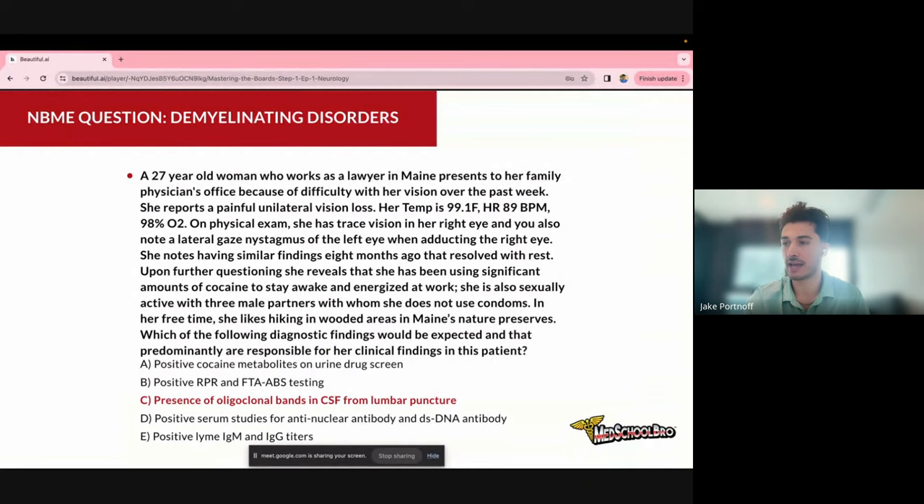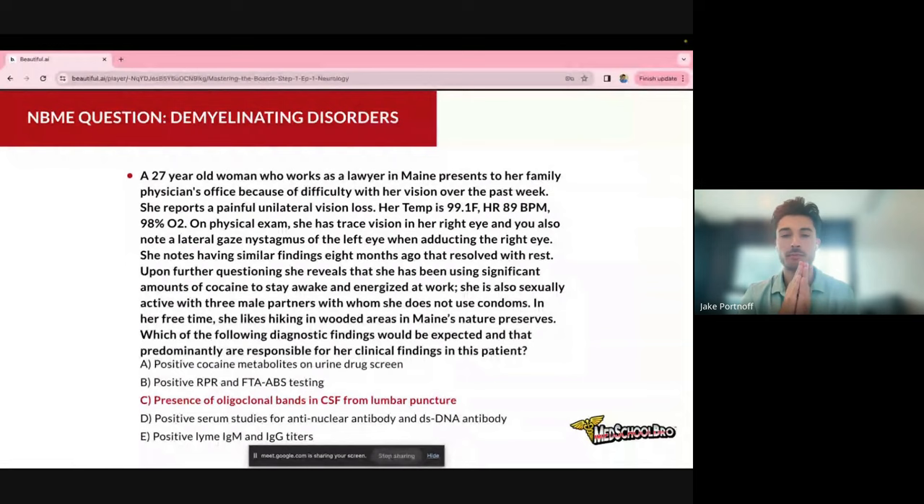Amazing. Guys, with multiple sclerosis, anytime on the USMLE you are presented with a young female with focal neurological deficits, automatically you are thinking multiple sclerosis. Okay, guys, I threw in Maine to think of Lyme disease. That has no correlation to what we're talking about here. We threw in some other things like the cocaine to stay energized at work, but those are not related to what we're seeing here.